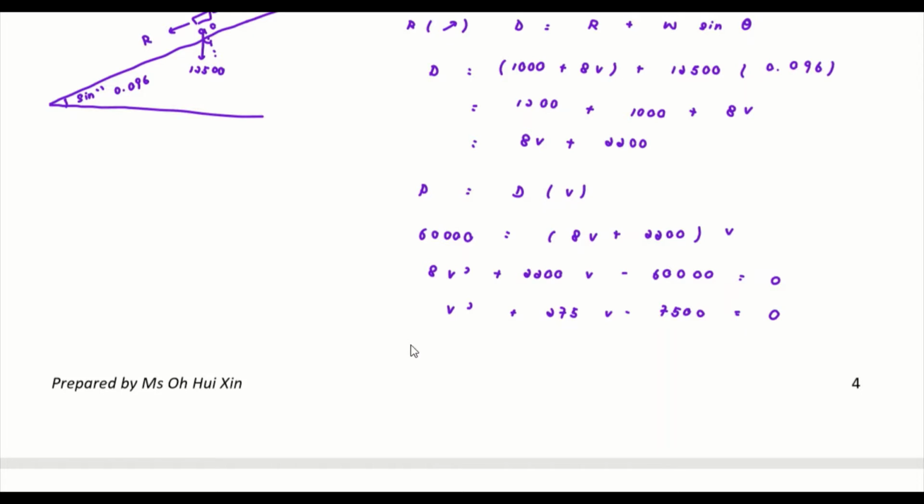Then factorization, and you will get two answers, but you know that in this case there's no change in direction, right? So your V is supposed to be a positive number, so V is equal to 25 meter per second. Okay, so that's how this question works.